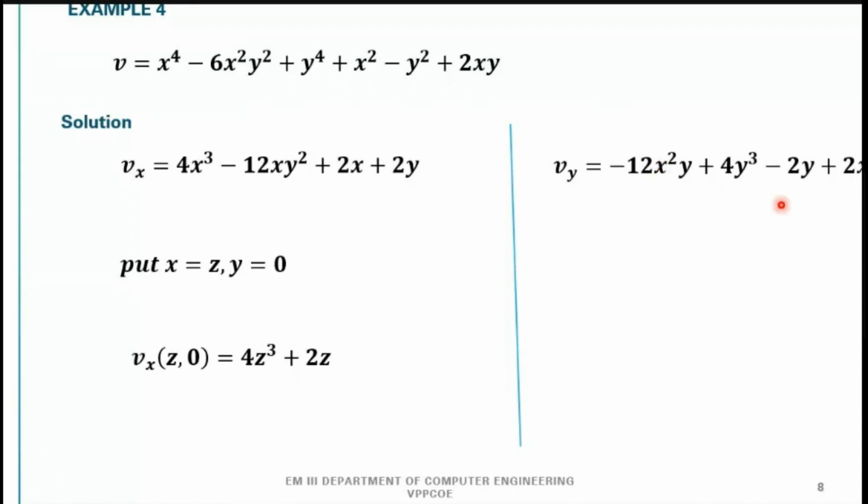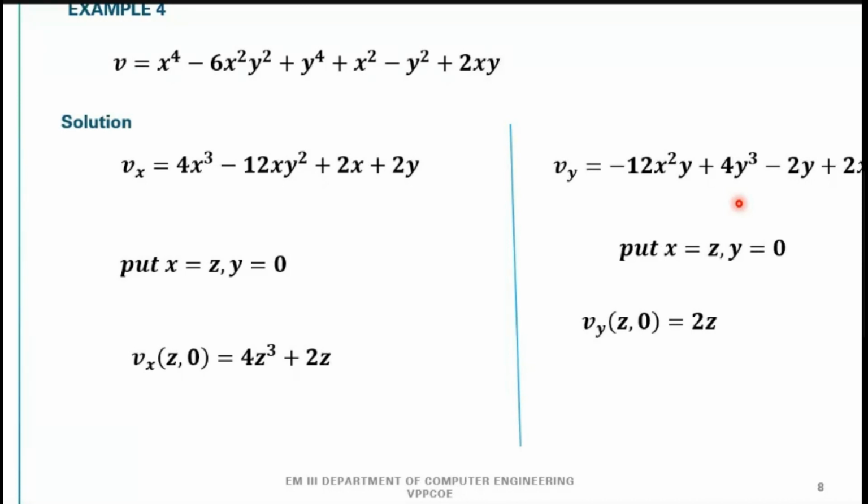Again put x is equal to z, y equal to 0. When x is equal to z, y equal to 0, यहाँ पे y का टर्म है, यहाँ पे y का टर्म है, यहाँ पे y का टर्म है. तो ये तीनों टर्म 0 हो जाएंगे. So I will get only Vy is equal to 2z. Correct. Now substitute everything in f dash of z. Vy का 2z है, Vx का 4z cube plus 2z.